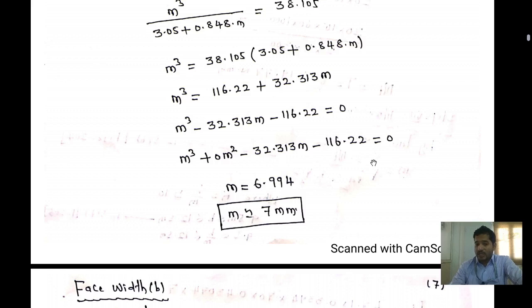With the help of calculus, you can easily find out the value of modulus. How much is there? 6.914. So 6.914 is approximately equal to, we can say, 7 module. We got the value of modulus: 7 module. After finding the value of module, we need to find out the phase width.